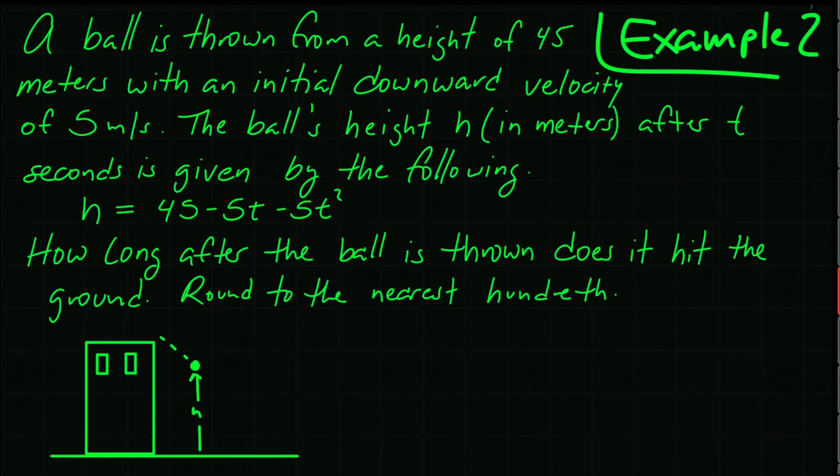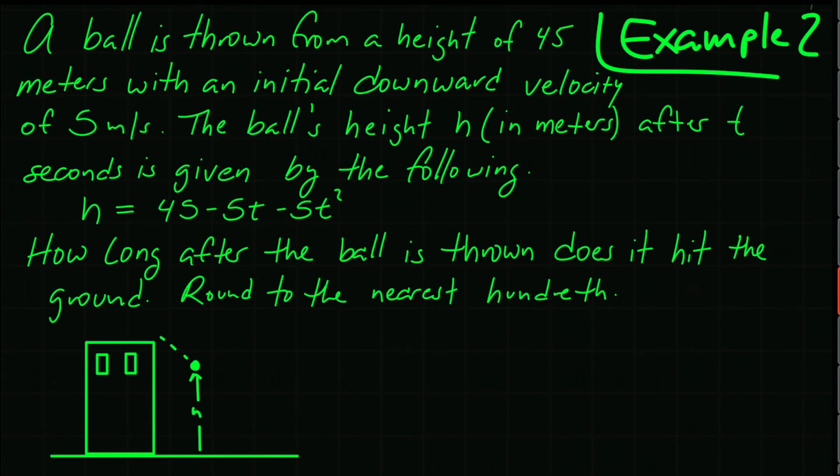For our next example, a ball is thrown from a height of 45 meters with an initial downward velocity of 5 meters per second. The ball's height h in meters after time t in seconds is given by the following: h is equal to 45 minus 5t minus 5t squared. How long after the ball is thrown does it hit the ground? Round to the nearest hundredth.